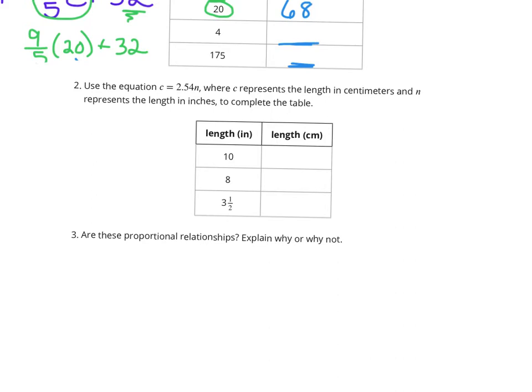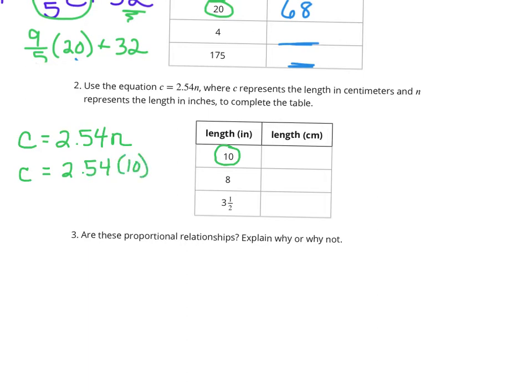Now the second part of the page says, use this equation, C equals 2.54n, where C represents the length in centimeters and n represents the length in inches to complete the table. This is the conversion from inches to centimeters. Every inch has 2.54 centimeters in it, so if we know the number of inches, we can find the number of centimeters. Our equation is that the centimeters is equal to 2.54 times the number of inches. For this first column, the number of inches is 10, so our centimeters will equal 2.54 times that 10.